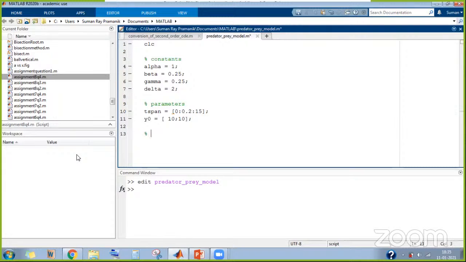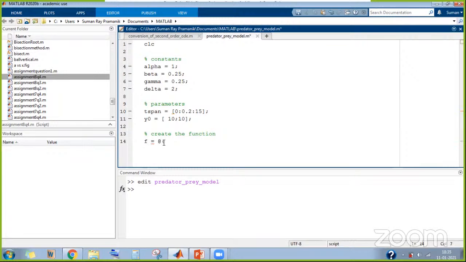Now we have to create the function. Once again, we'll be using the same methodology that we used earlier. I have given my initial condition as y0, where the first element is the normalized population of the prey, and the second element is the normalized population of the predator. So once again, we will be using something like that.